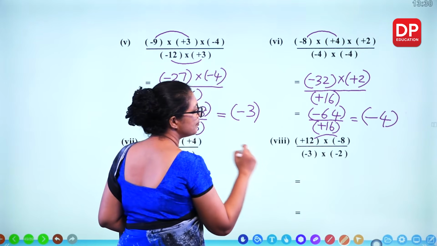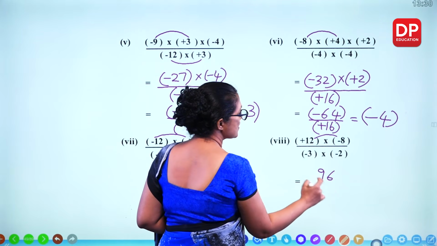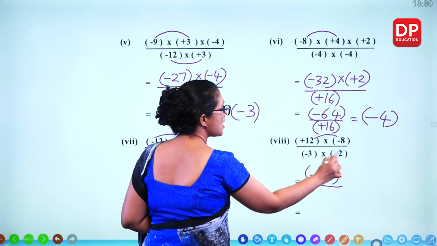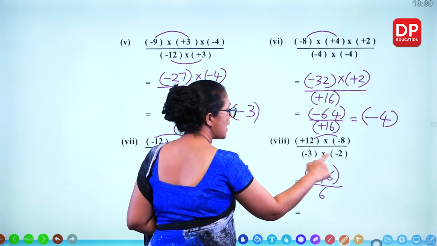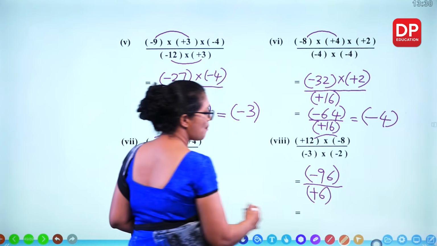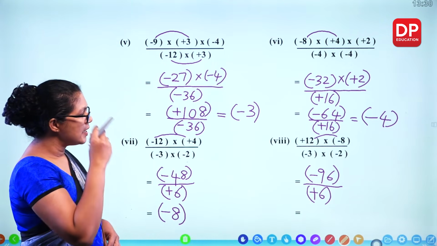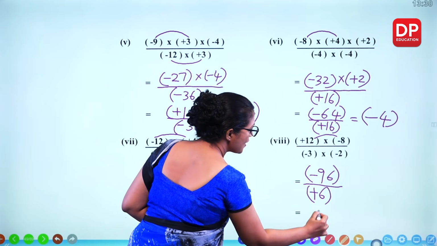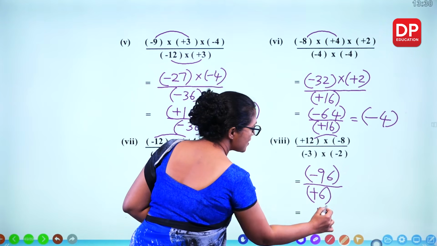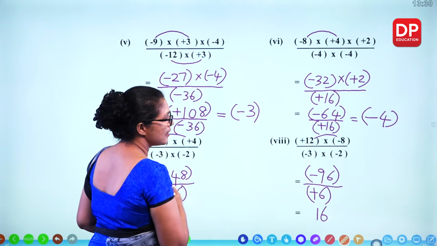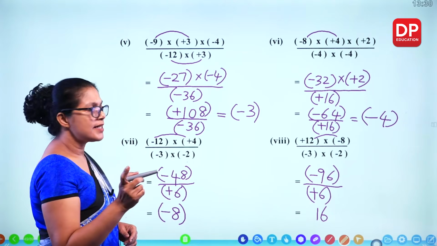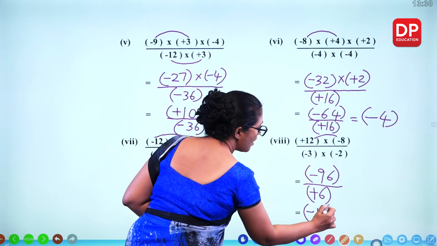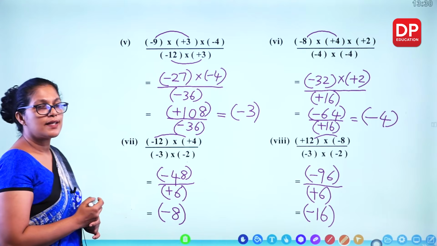12 times 8, 96. Plus into minus, that's minus. 3 times 2, 6. Both minus. That means plus 6. How many 6s are there? Divide by 6. You get 16. Is it positive or negative? 1 is negative, 1 is positive. Answer is negative.